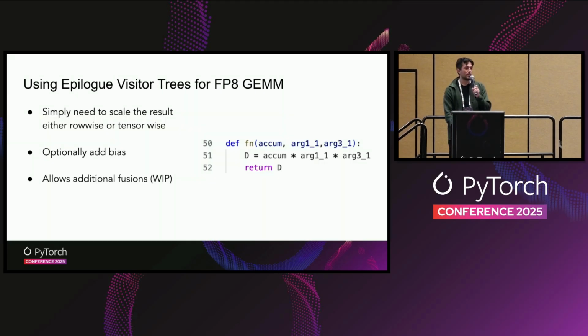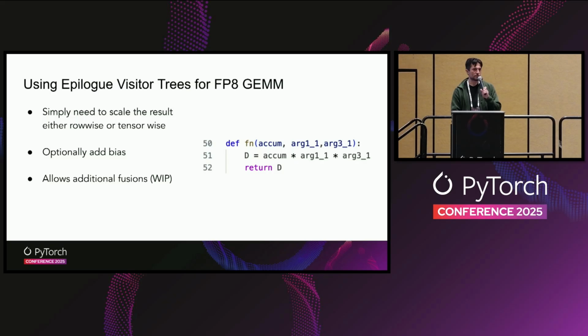And so we used the Epilogue visitor tree technique not just for arbitrary epilogues, but in this case also for when we know the epilogue in advance. So for float8 GEMMs, you often scale the output either row-wise or tensor-wise. And I have the example epilogue for that on the right here, where, to bring the value back to bfloat16, you have to scale it. And you also can optionally add a bias.